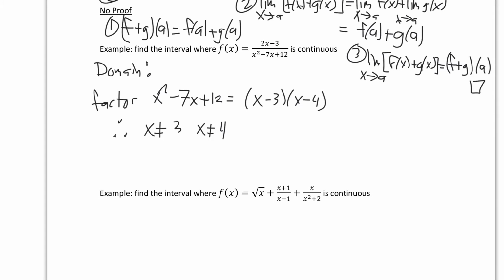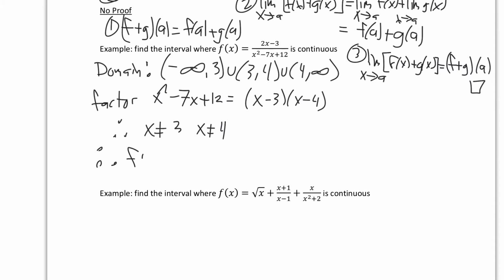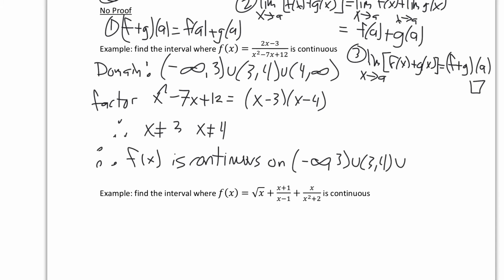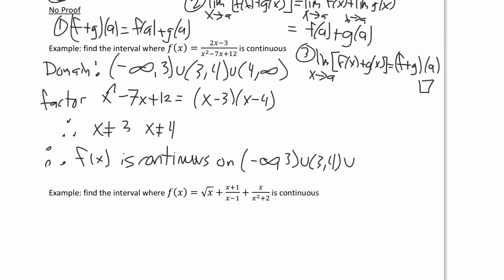Which means the domain is all the real numbers except for 3 and 4. So negative infinity to 3, union 3 to 4, union 4 to infinity. All right, well that's the domain. And so therefore, f(x) is continuous on negative infinity to 3, union 3 to 4, union 4 to infinity.